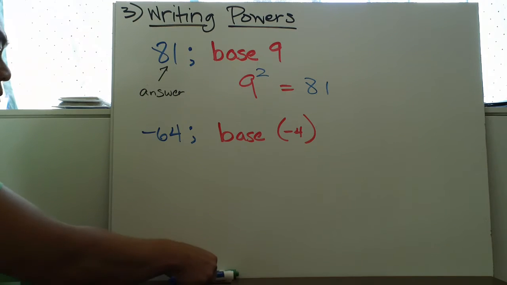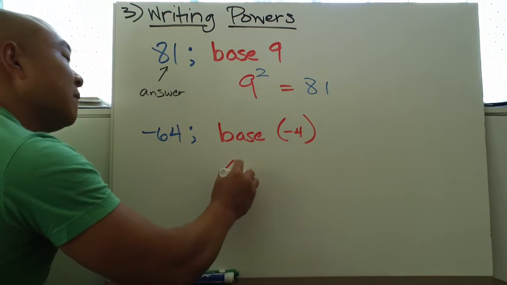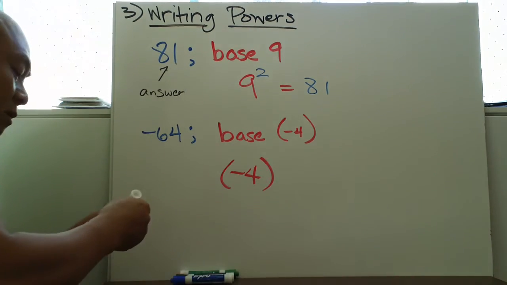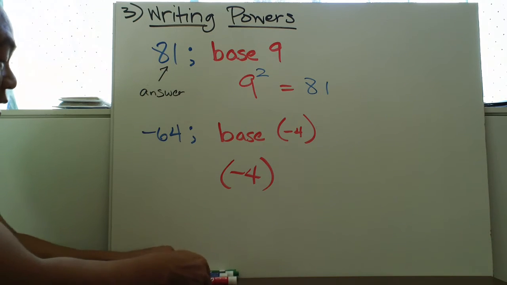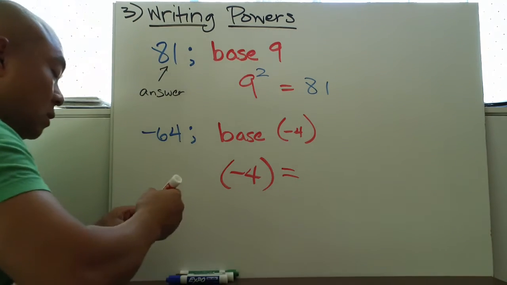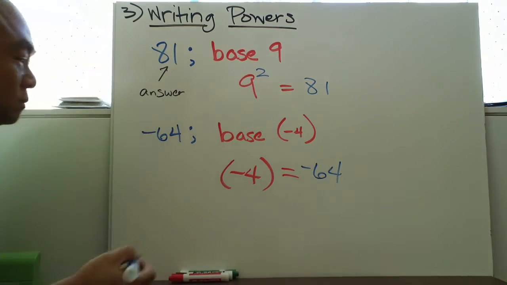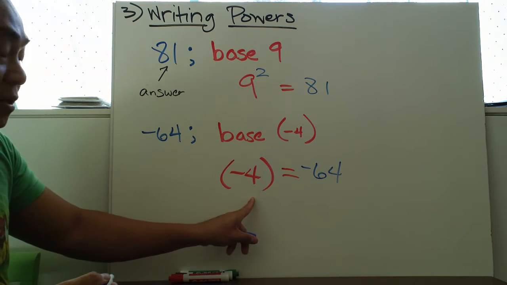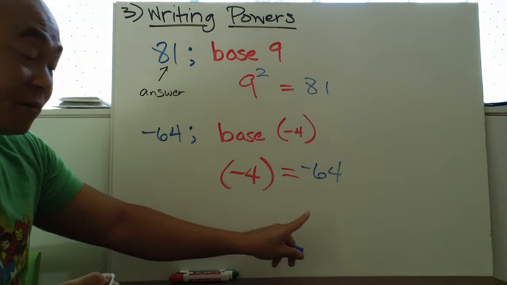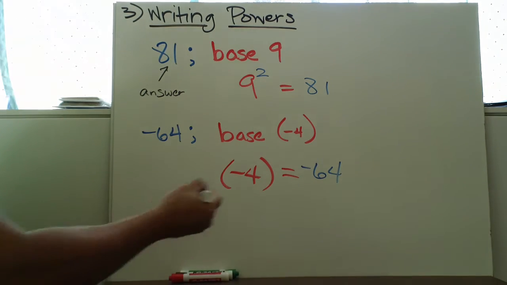Alright, let's have a look at this one. So here we have a base of -4. So let's go and just draw that base right now. So you have -4. And again, that's our answer. So we want the answer of -64. So we need to ask ourselves, -4 times -4 times -4 times -4, however many -4s it takes, will that give me a -64?